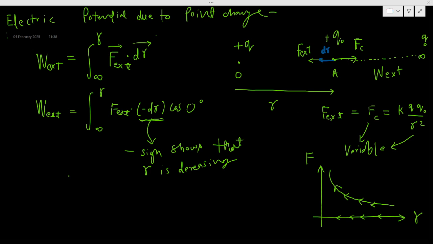Okay, now you can solve this. Now you have to do integration and you'll get the answer. For the external force, we have infinity to r, and the minus sign you can take out, and put the value of external force, which is at least equal to the Coulomb force. The external force we are taking equal to the Coulomb force, and now this is dr, and cos 0 is 1. So we got the expression of work. Now you have to integrate it and we'll get the answer.